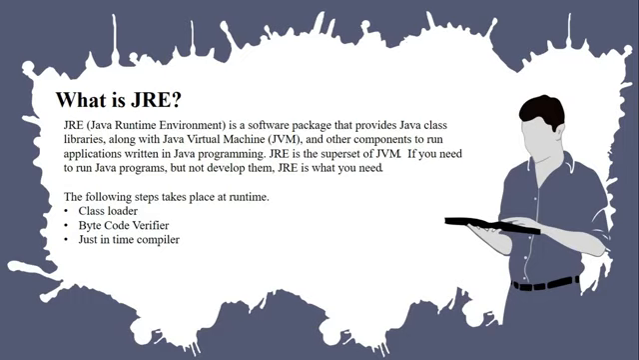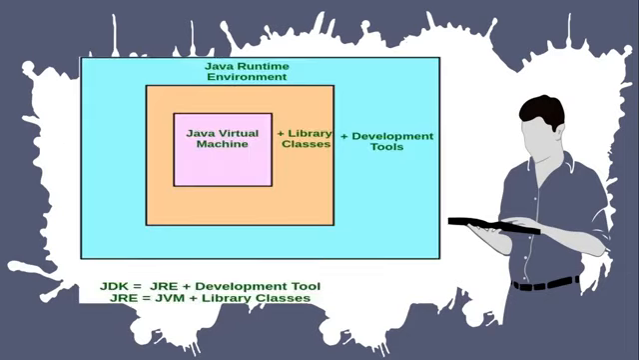The following steps take place at runtime: the class loader, bytecode verifier, and just-in-time compiler. I'll explain this topic in depth in the video on the architecture of JVM. Let's understand the difference between JDK, JRE and JVM with this diagram. Basically JDK is JRE plus the development tools, as you can clearly see in the diagram, and JRE is the JVM plus library classes.